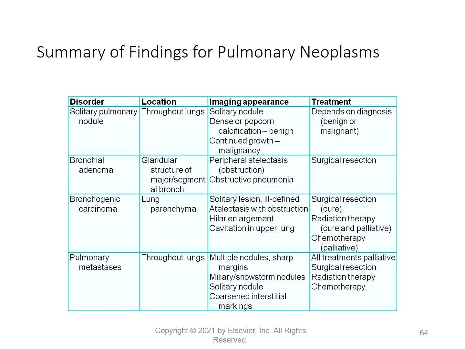Pulmonary metastasis would be throughout the whole lungs. It's going to start in one place, but it will typically spread throughout the whole lungs. And this is where we see multiple nodules. They're going to have sharp margins. They're going to show a snowstorm type appearance, and then coarsened interstitial markings.